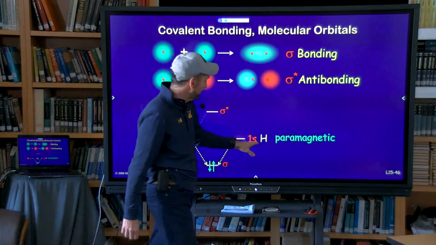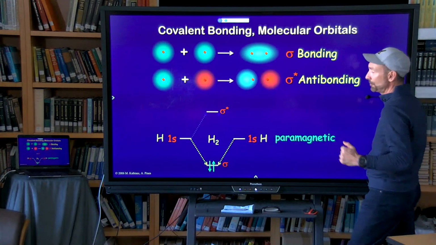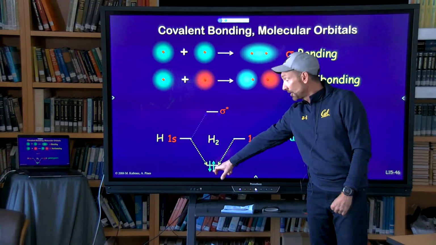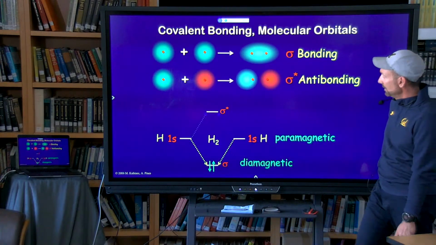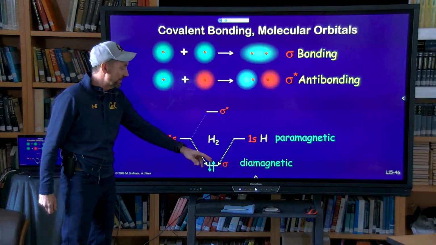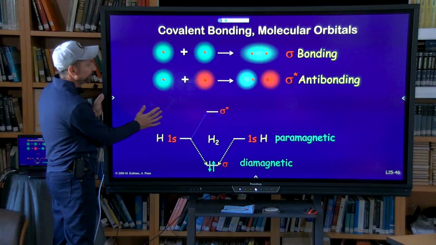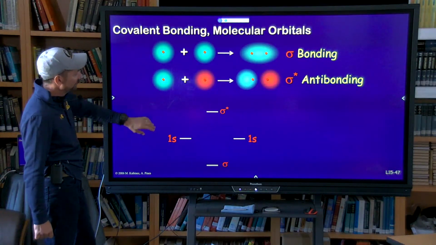You ask, is hydrogen itself paramagnetic? Yes, hydrogen atoms are paramagnetic. Hydrogen molecules are not, because all the electrons are paired. So I go from paramagnetic, and hydrogen H2 is diamagnetic. It is all paired electrons. And we can keep doing this.